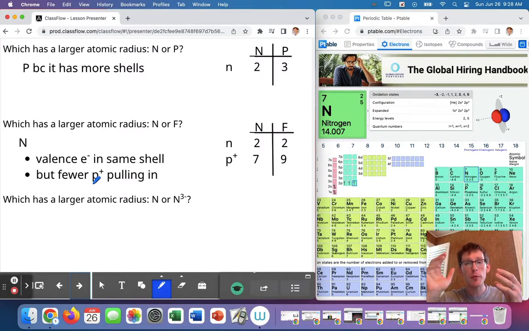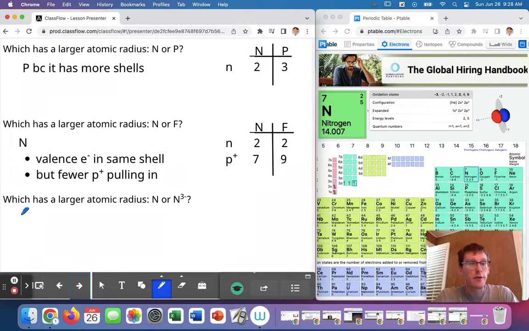Fluorine has more protons, and so its valence electrons will be more attracted to the nucleus and they're going to be pulled in. And so fluorine has a contracted radius relative to the larger radius of nitrogen, which just can't pull in its valence electrons with quite as much force.